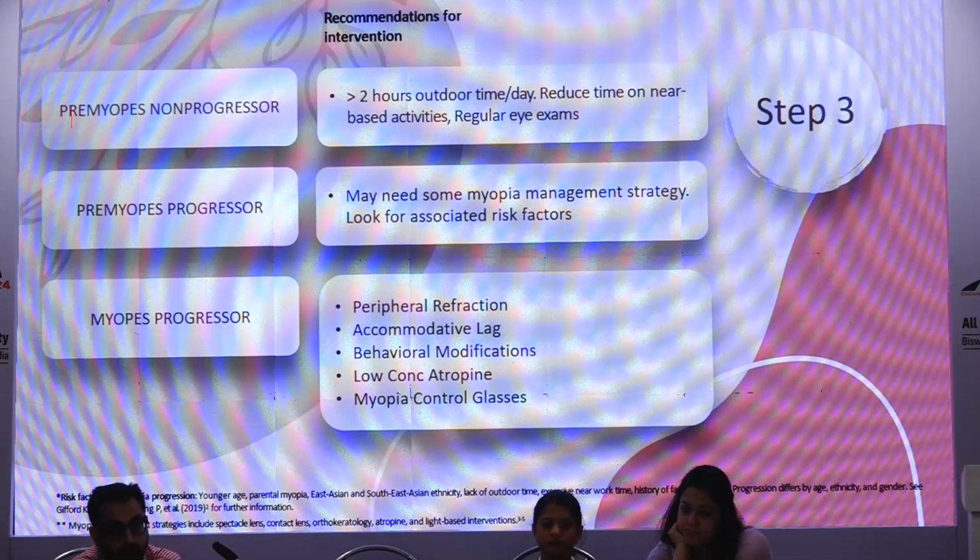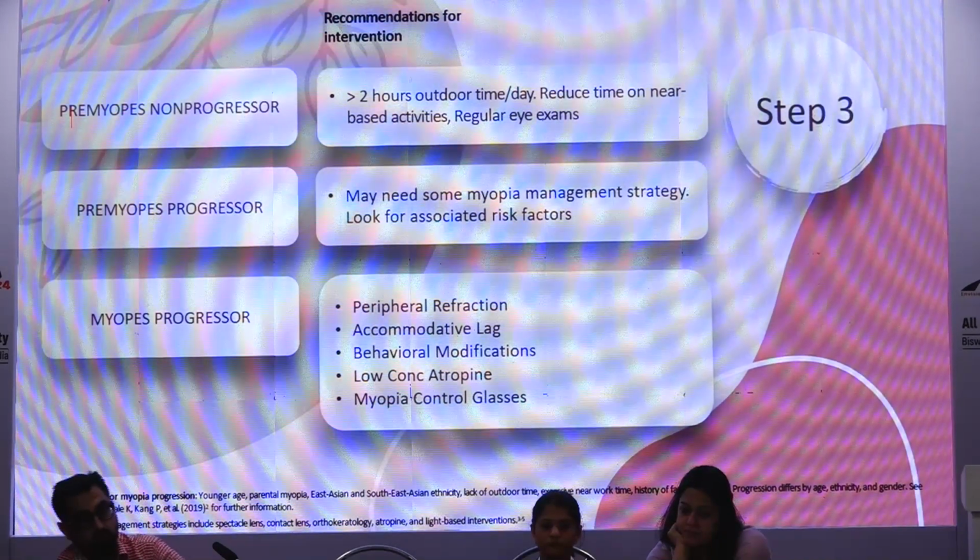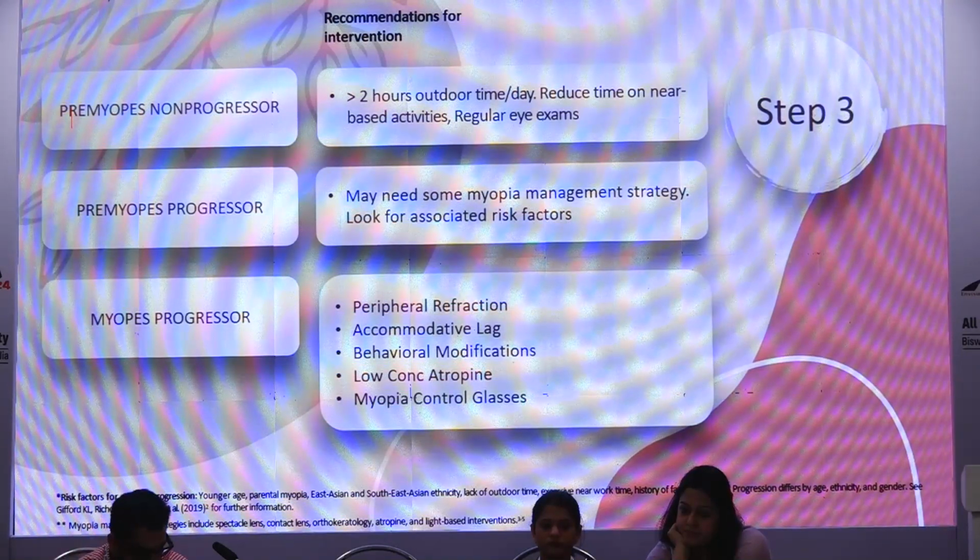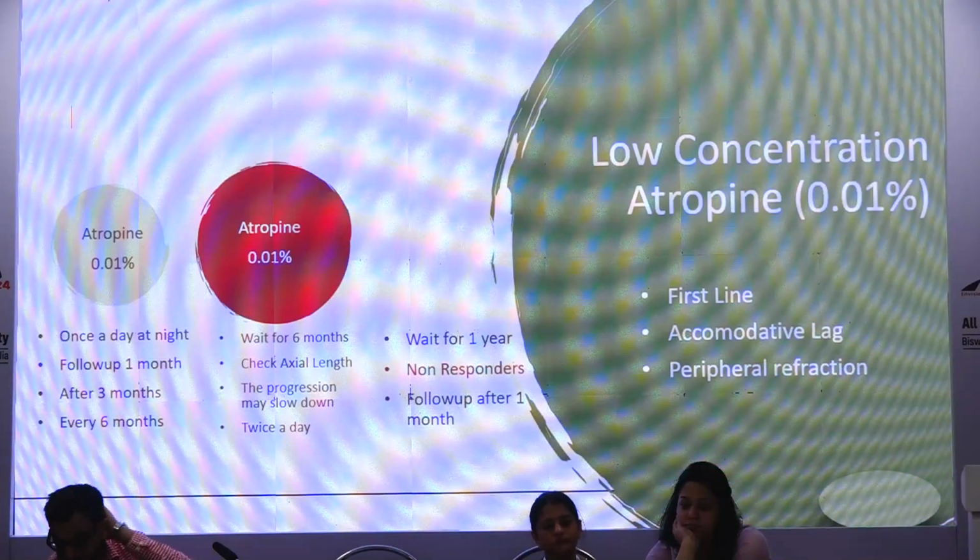Pre-myopes, if there is a progressor, if there is a history and you have backup data that this particular patient was plus 0.5, has become emmetrope and is already minus 0.5 or minus 0.75, and there is a serial increase in axial length, you can definitely think of some myopia management strategy. And if there is a myopia progressor, we would do certain investigations like accommodative lag, peripheral refraction, and then think of two major strategies, which are either low concentration atropine or peripheral hyperopic defocus glasses.